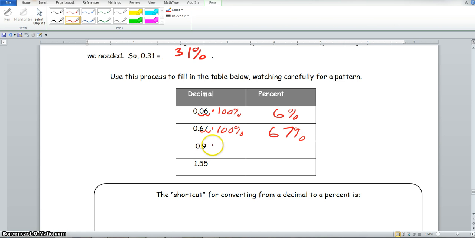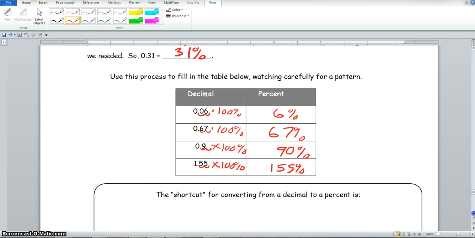We'll multiply 0.9 times 100%. Move this decimal 2 places to the right, and that will give us 90%. And finally, we'll multiply 1.55 times 100%. That means we'll move this decimal 2 places to the right, and that will give us 155%.